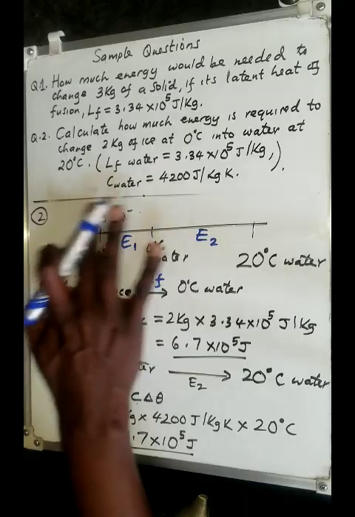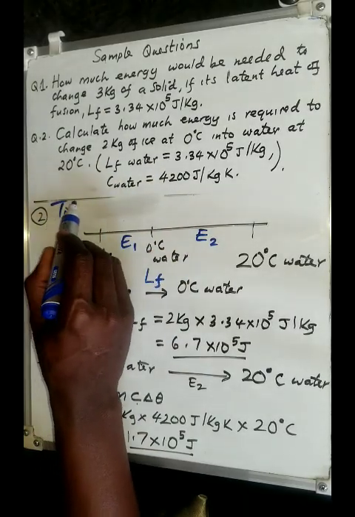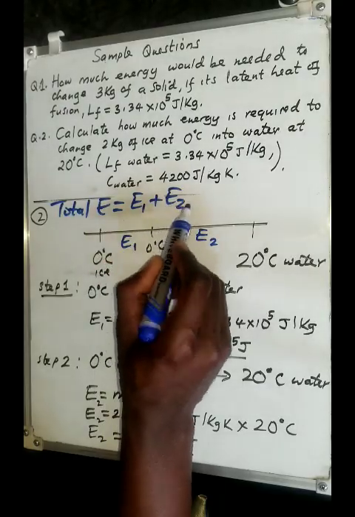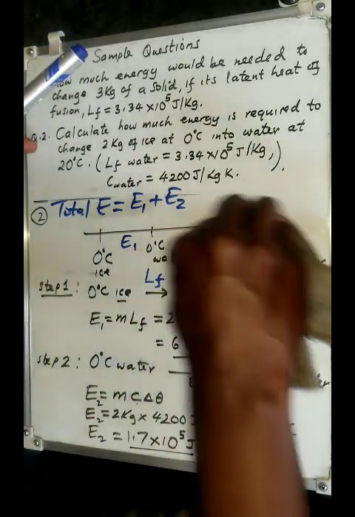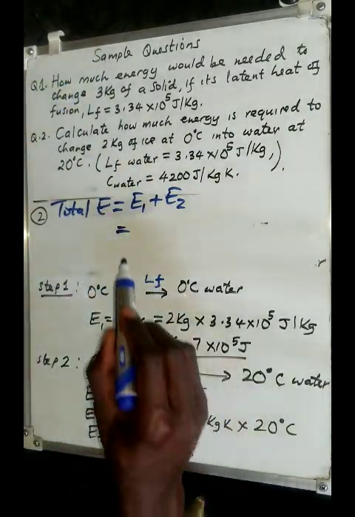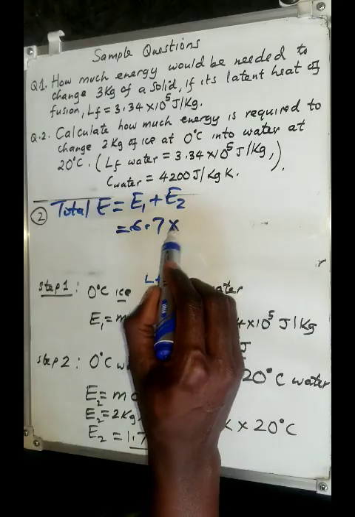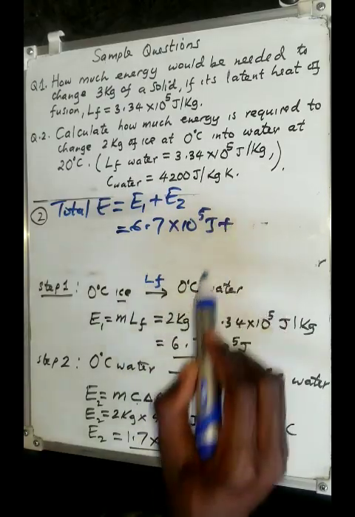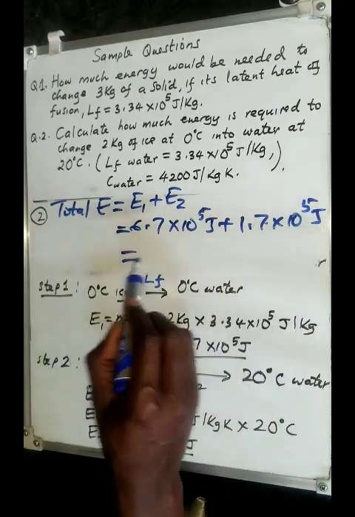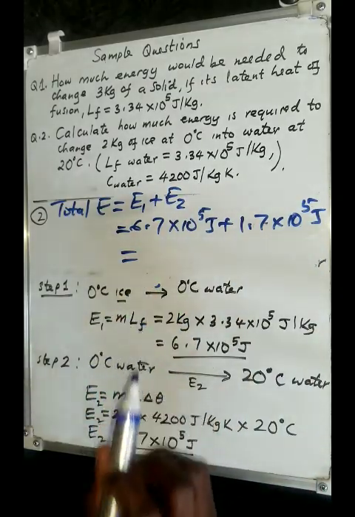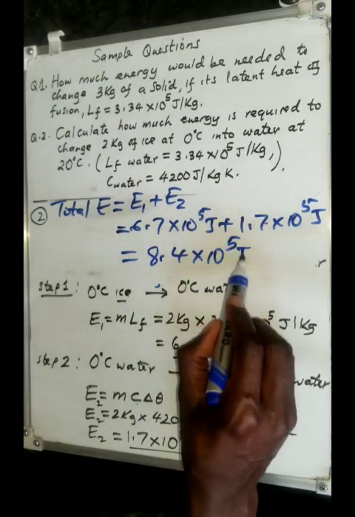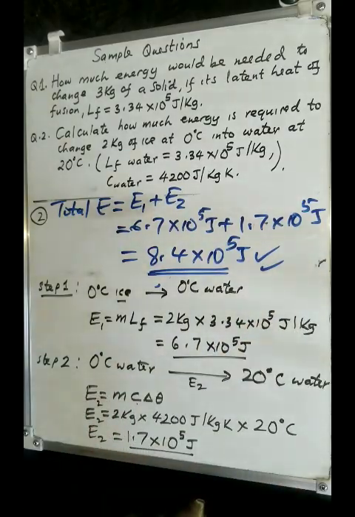Let me just use a blue marker so that you are able to see. So I can simply say the total energy will be equal to E1 plus E2. Remember, our E1 was 6.7 times 10 raised to the power 5 joules, plus again E2, that is 1.7 times 10 raised to the power 5 joules. When you add that on your calculator, it is going to give us 8.4 times 10 raised to the power 5 joules. So this was the total energy that was needed.